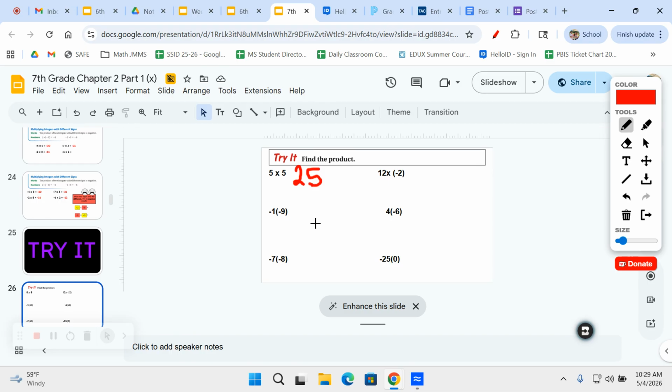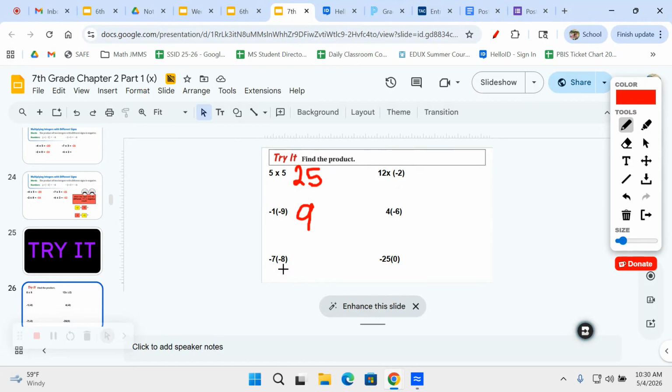Then we move on to -1 times -9. Again, both of these signs are the same. And when we have both signs that are the same, our answer is going to be positive. So -1 times -9 is the same as 1 times 9. We get 9.